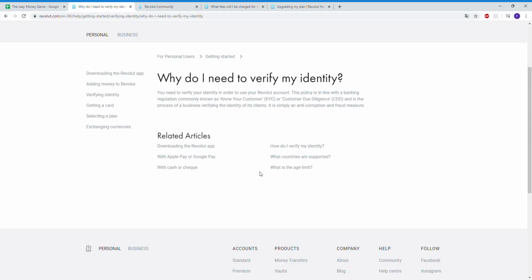One of the first things that you will encounter when you try to set up your account in Revolut is that you need to verify your identity, meaning that you need to take a picture of your passport, and you also need to take a selfie and add that. This is simply to allow Revolut to do what is known as KYC, or Know Your Customer. It's also referred to as customer due diligence. They simply need to verify that you are who you claim to be.